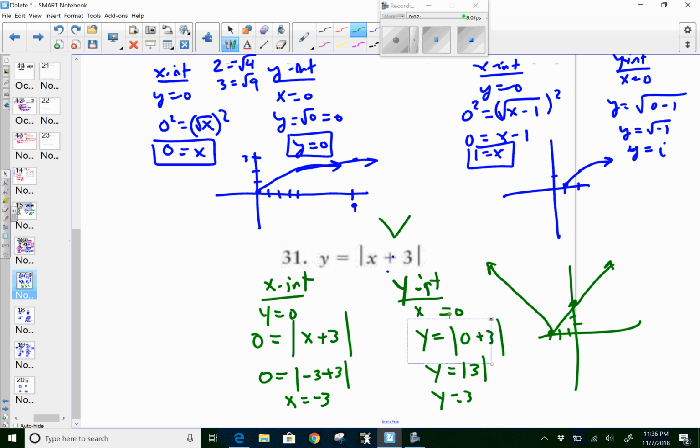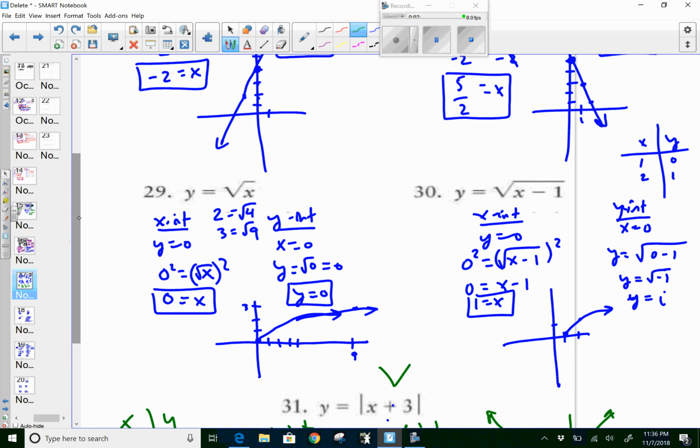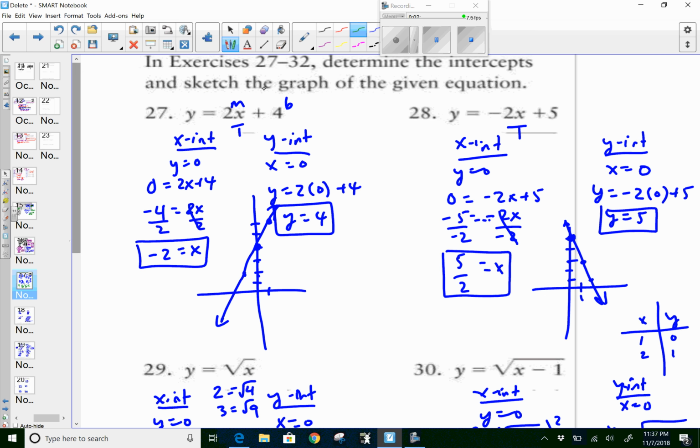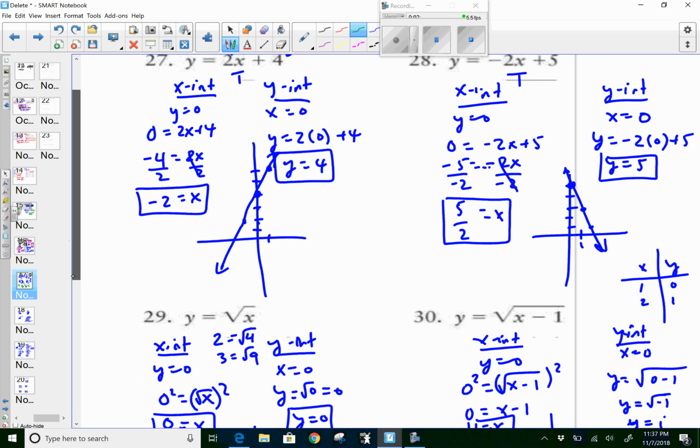You should probably just do an x-y chart to make sure, but know that the absolute value is the shape of the letter V. The square root is going to be part of a parabola, and then these are just lines, so it's going to be a straight line.